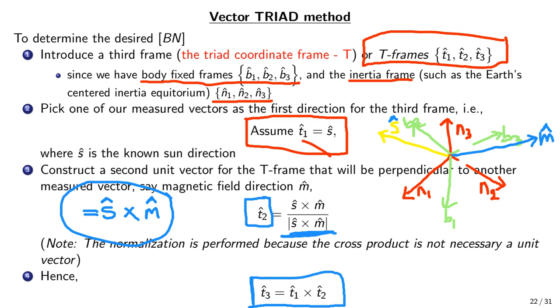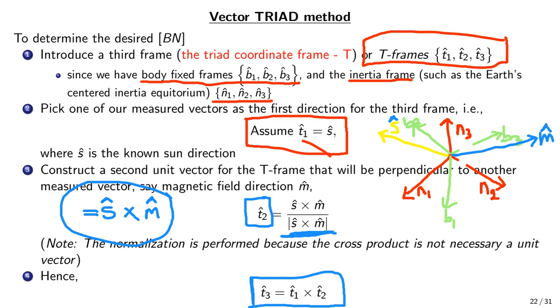The next step is to obtain T2, and T2 will come as a cross product of the measurement from the sun and that of the magnetic field, and I normalized that. My T3 will be obtained by simply doing a cross product of my T1 and my T2. And then I have my T1, my T2, and my T3 values.